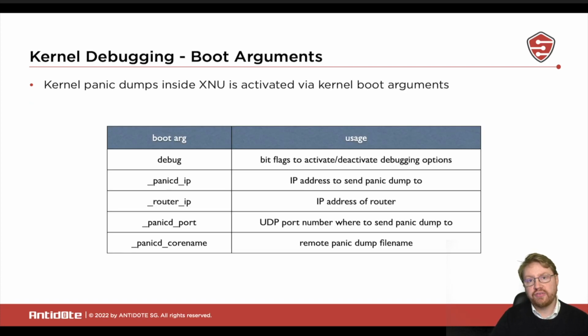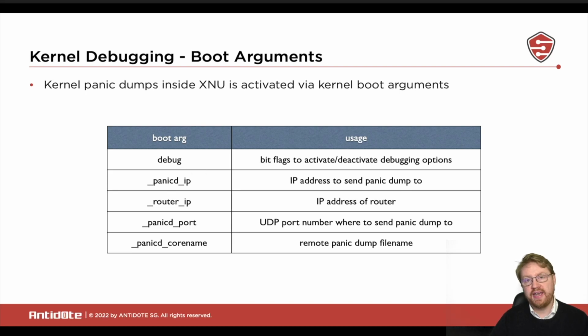The way this works is that you have to activate it via boot arguments, namely these boot arguments that you can see here on the slide. The trick here is that of course you need to disable SIP again, otherwise this will not work. So the boot arguments you see here: debug is basically for activating this feature, and then you have to specify with the _panicd_ip where this is in the network, where the panic server is.